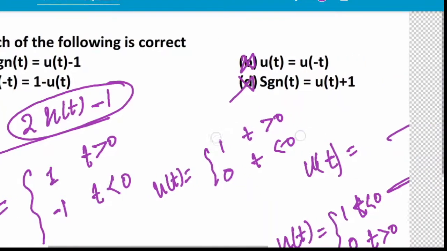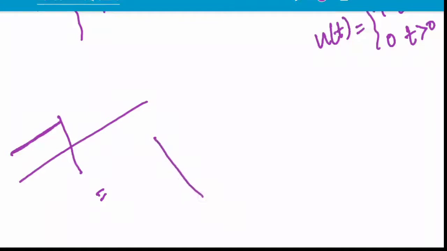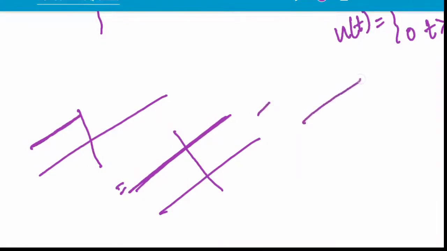What will be u of minus t? u of minus t will be equal to 1, 1 means everywhere 1, minus u of t. u of t means only this one, so this will be cancelled out. Only this part will be present.